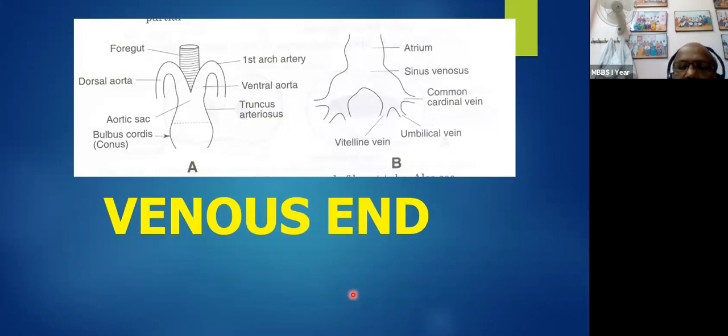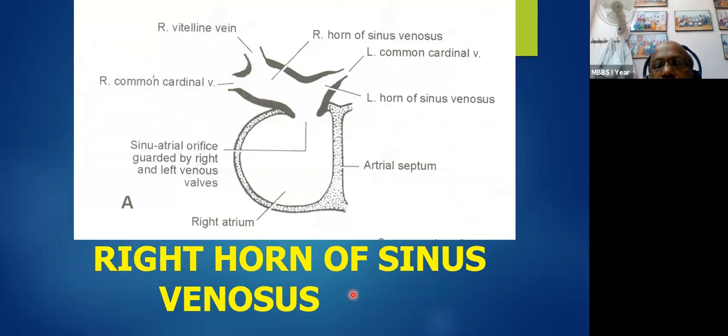So the venous end is already explained. Now, how the right horn of the sinus venosus is getting absorbed into the right half of the primitive atrial chamber, that you are seeing through this diagram. All of you go through that diagram. The sinus venosus right horn is getting enlarged, the right umbilical vein disappeared. So the right common cardinal vein will form your superior vena cava. The right vitelline vein is going to form the IVC.